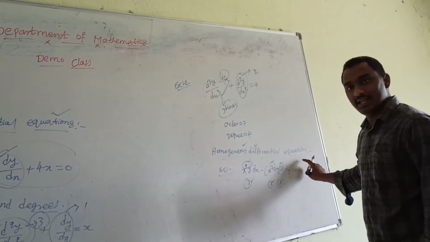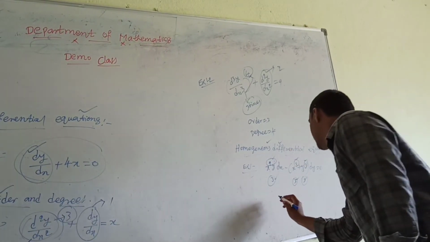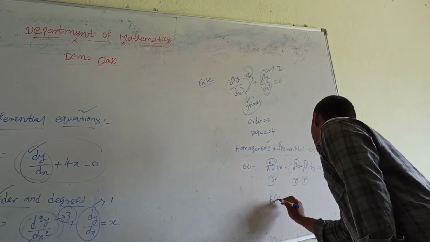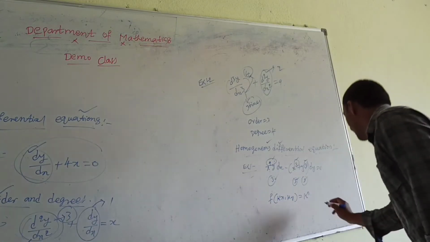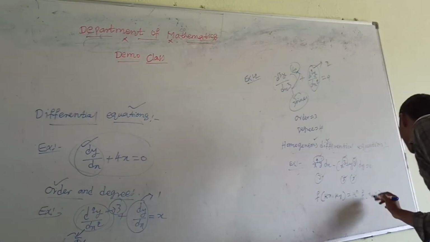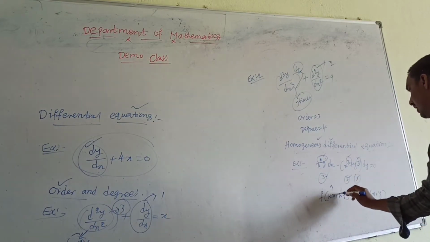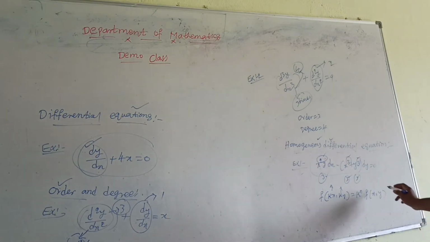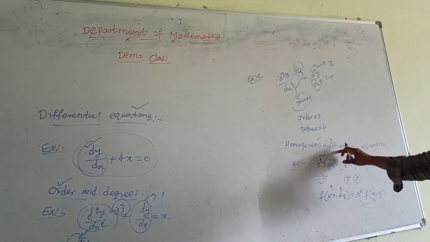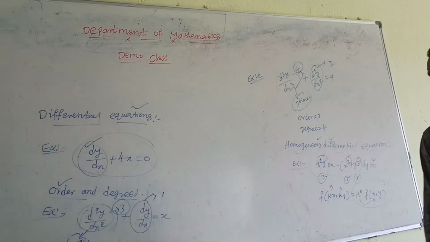In this type you can say it's a homogeneous differential equation. In other words, we can say f of kx comma ky is equal to k power n into f of x comma y. That means if you substitute kx in place of x and ky in place of y in the given differential equation, and the resultant is k power n into f of x comma y, in that case also you can say homogeneous differential equation. Anyway, I will solve using this example. At that time you will get more clarity.